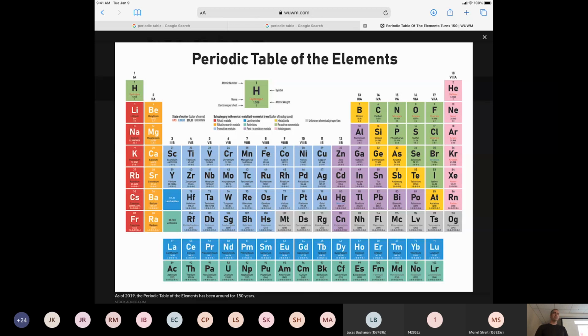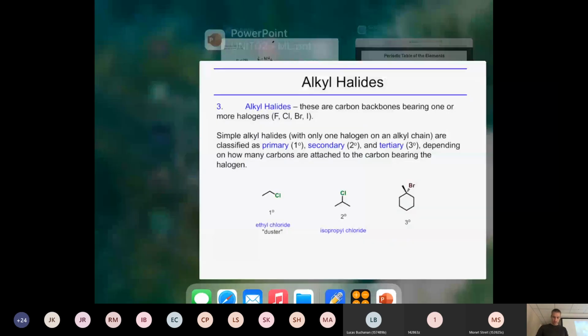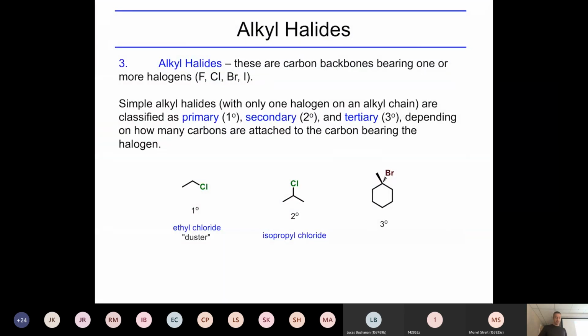You never hear of astatine or tennessine in organic chemistry because astatine is radioactive, so we don't really use it. And tennessine only exists for a fraction of a second and is made in particle accelerators. It doesn't really exist as an element on Earth that we can use and make compounds from. But the other ones, fluorine, chlorine, bromine, iodine, you will see a lot in this course. So we call them alkyl halides.